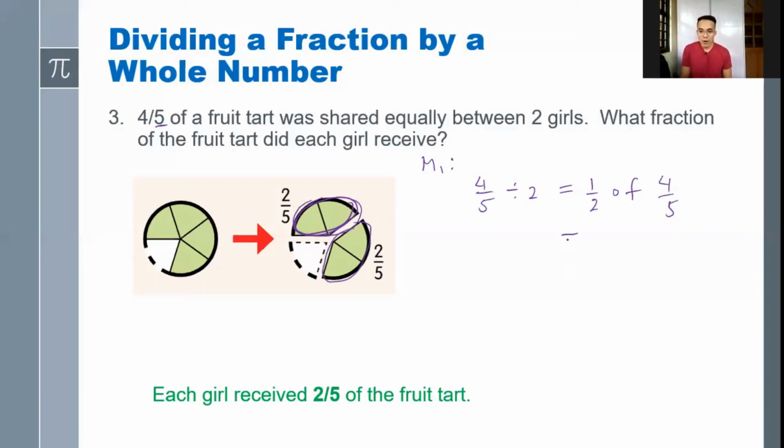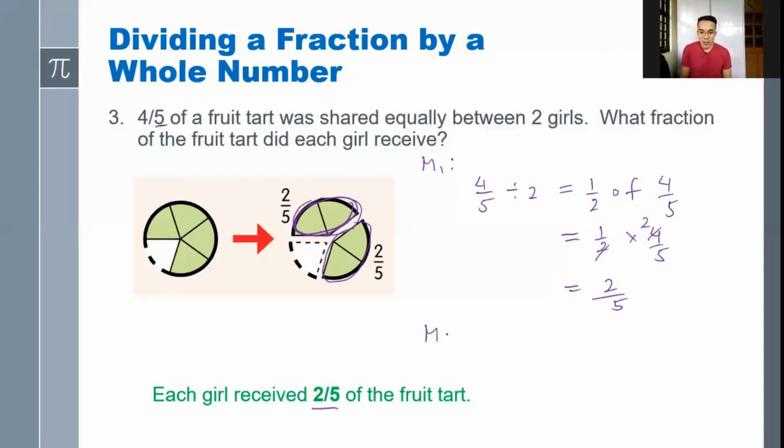And 1/2 of 4/5 is translated to 1/2 times 4/5. We can cancel out 2 and 4. You still have here 2. Multiply 1 and 2 in the numerators. We have 2 over, your denominator is 5. That's why your answer is 2/5.